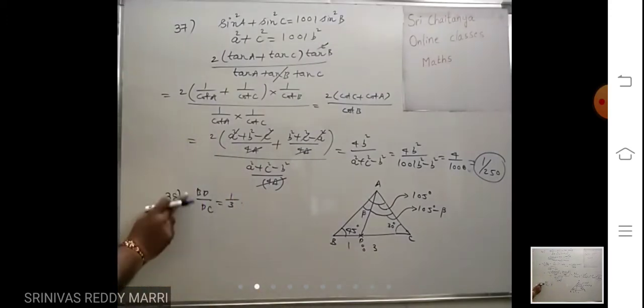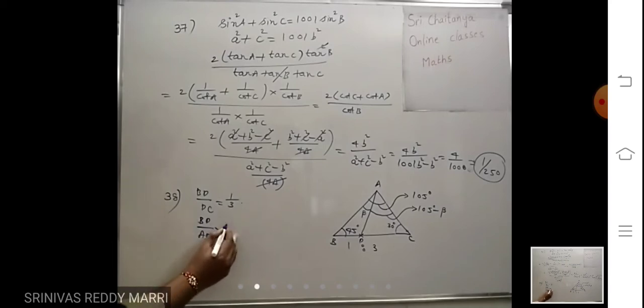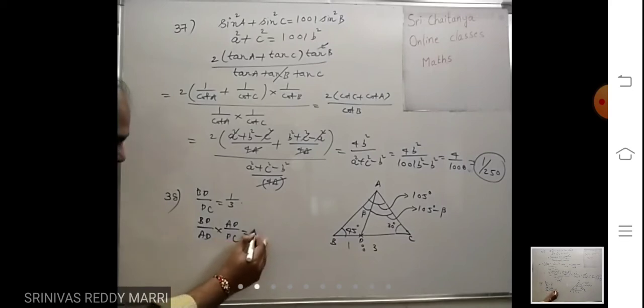Look at, BD by DC is given as 1/3. Now what I am writing is an important logic. I am writing this as BD by AD into AD by DC. Can I write like this?